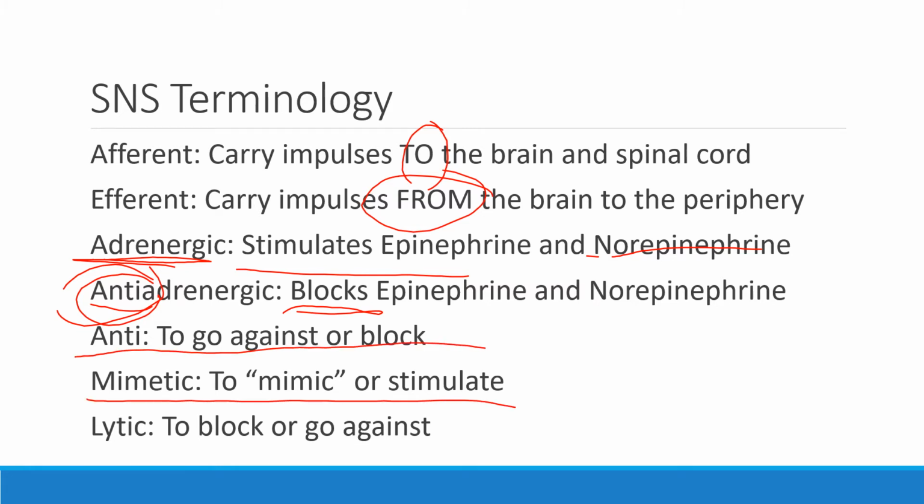Mimetic means we're going to mimic it, just like when we give an albuterol. It's a sympathomimetic. It mimics the sympathetic stimulation in the lungs, and it's topical. But could it still have jitters and increased heart rate side effects in some situations? Of course. And a lytic means to block or go against, like a parasympatholytic, like Atrovent or Spiriva. Those medications are designed to be parasympatholytics. They block parasympathetic stimulation. Therefore, the dominant system will be the sympathetic nervous system.